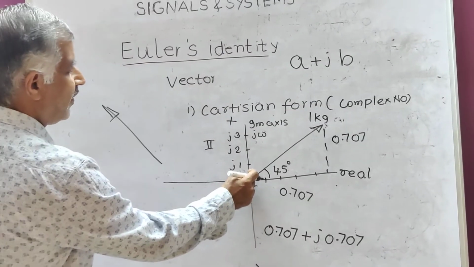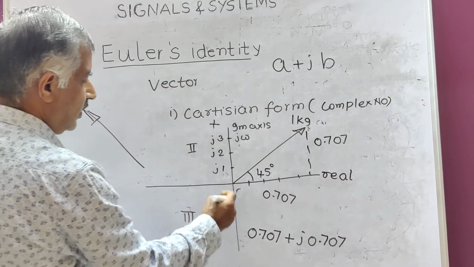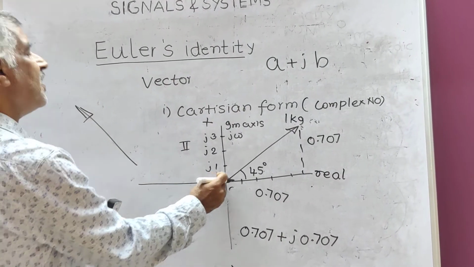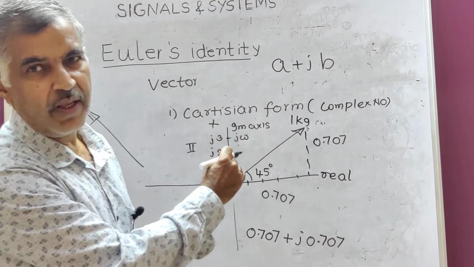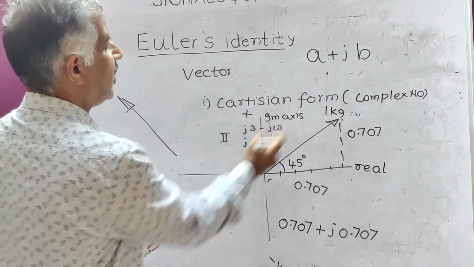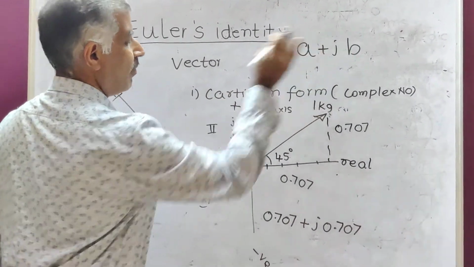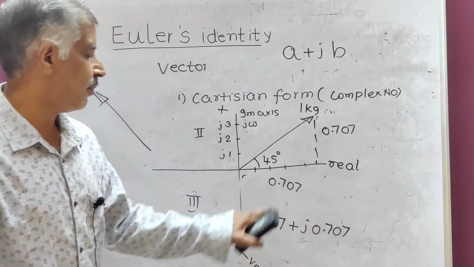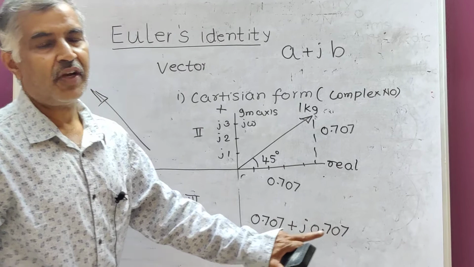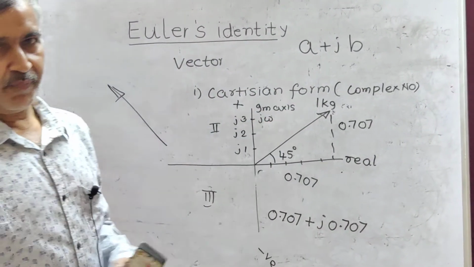If the phasor is here, then the real axis portion will be negative, but the imaginary axis portion will be positive. So these vectors can be positioned anywhere in any quadrant. According to that, you have to write A and B. So this is written as 0.707 plus j 0.707. This is what is called Cartesian form.